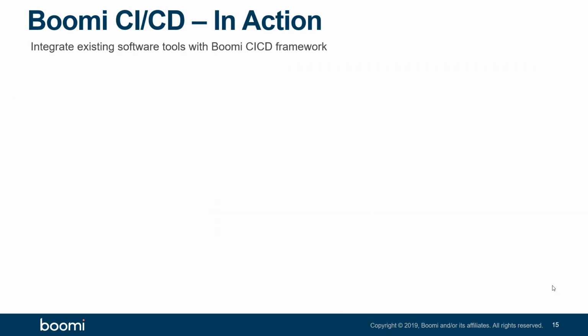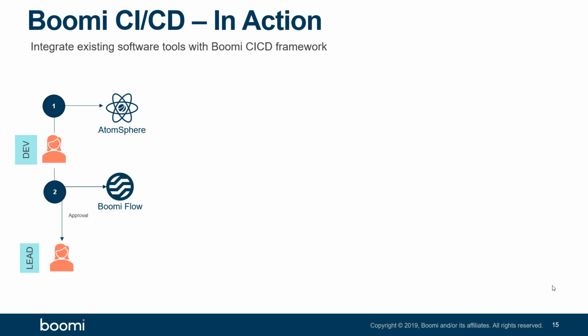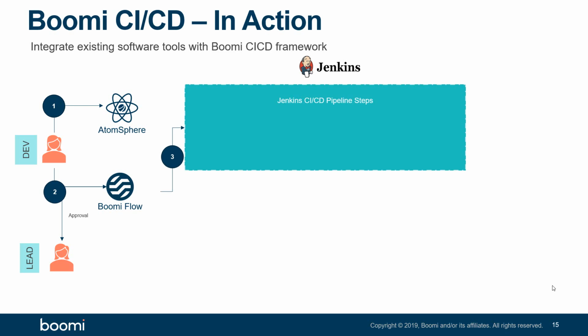Now let us look at continuous integration and implementation using Boomi. In this example, the developer would still build the integration in the platform. The integration would be approved by a lead, and the approval process would be triggered using a tool like Boomi Flow. Upon approval, Flow can automatically start a deployment pipeline using Jenkins.